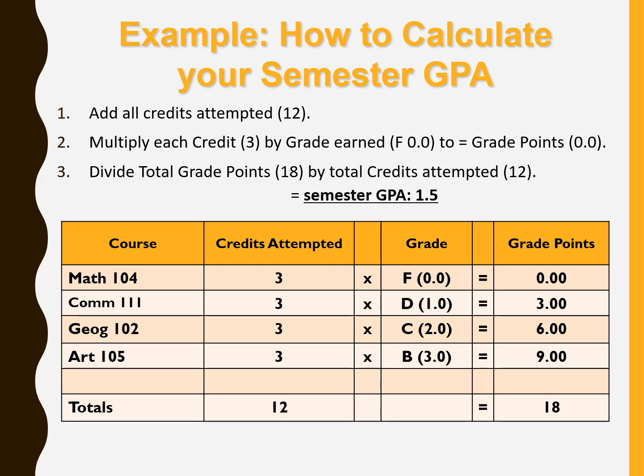Once you have the total grade points for each class calculated, you will add up the total grade points together. In this example, 18, and then add all of the credits together, 12 in this example. Then you would divide the total grade points, 18, by the total credits, 12, to reach the semester GPA. 18 grade points divided by 12 credits equals 1.5, which is your GPA.